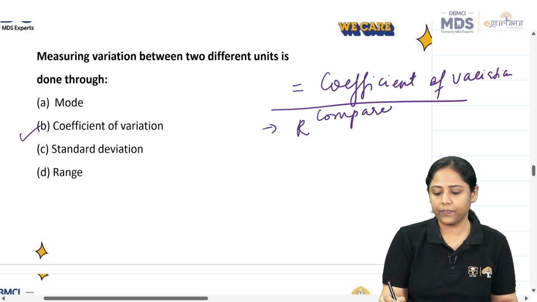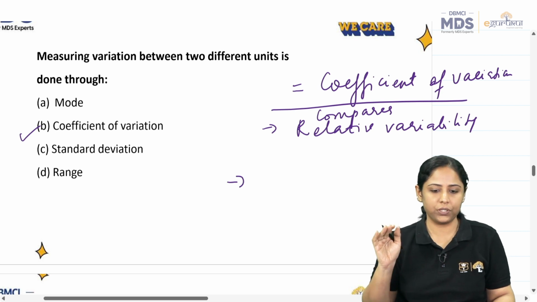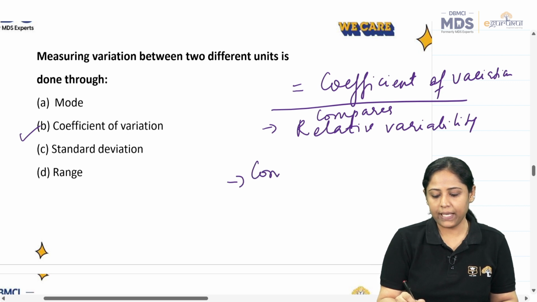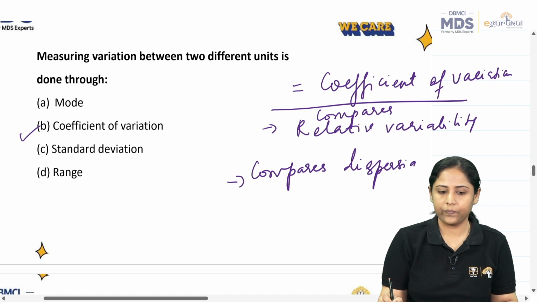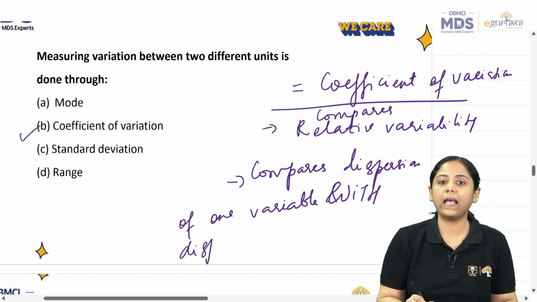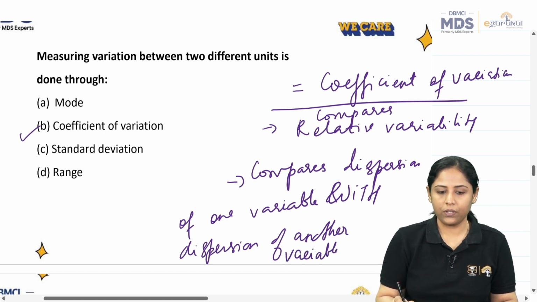Compares relative variability. So it is a unit-free measure to compare the dispersion of one variable to another. Compares dispersion of one variable with the dispersion of another variable. That is coefficient of variation.